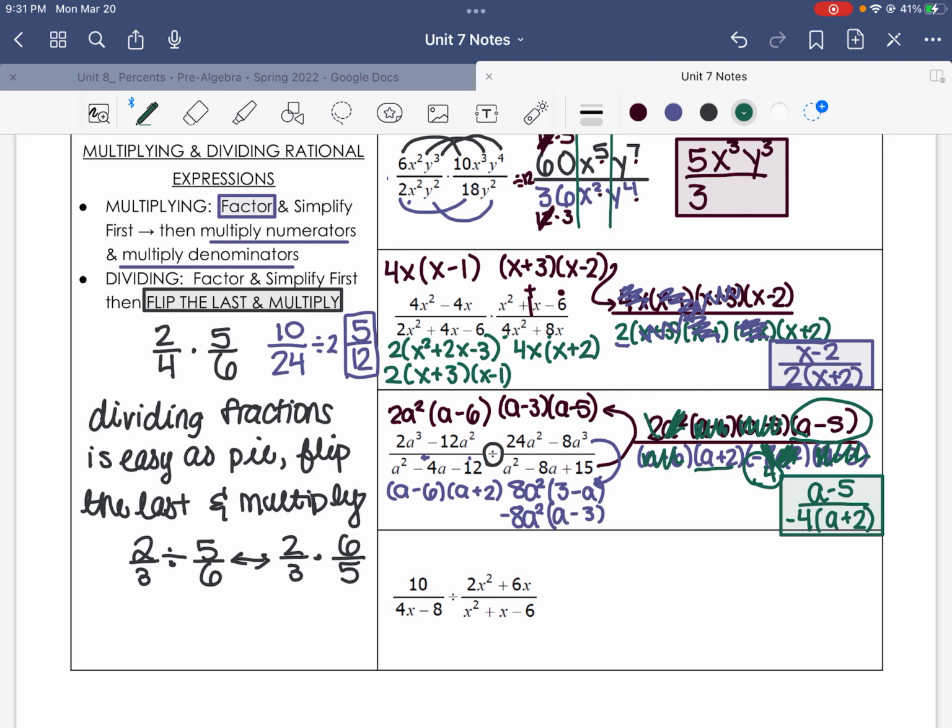Last one, same idea. I see division, so I'm going to have to flip these two across. Once you know to do that, it's exactly the same thing as multiplying. The 10 on top just stays on top. Then I need two numbers that multiply to negative 6 and add to 1, which I've already done right here in this problem. So I'm going to just kind of steal that. It's 3 and negative 2.